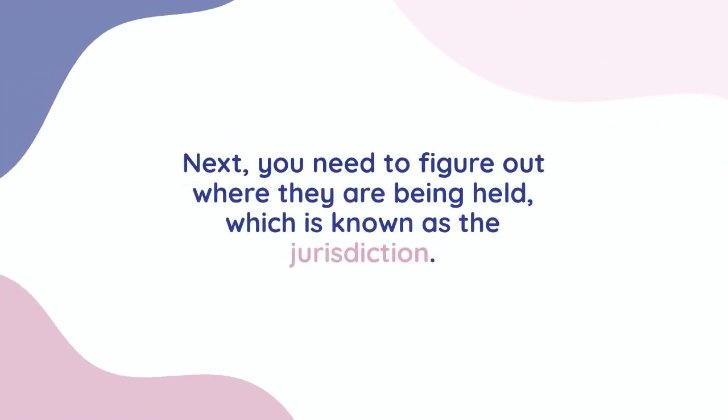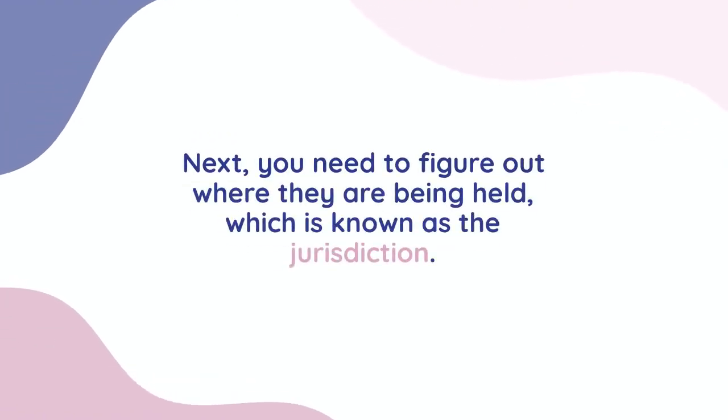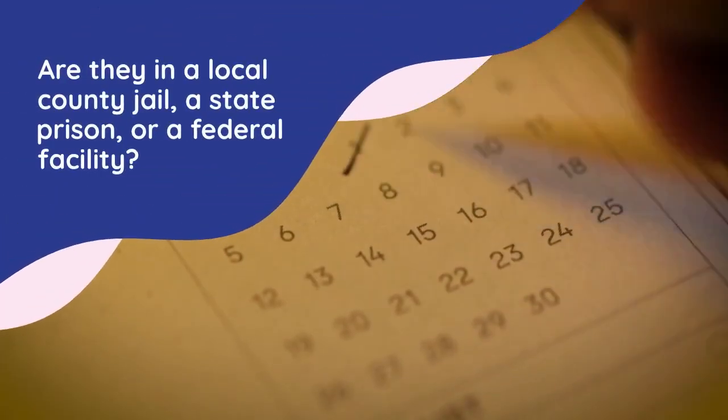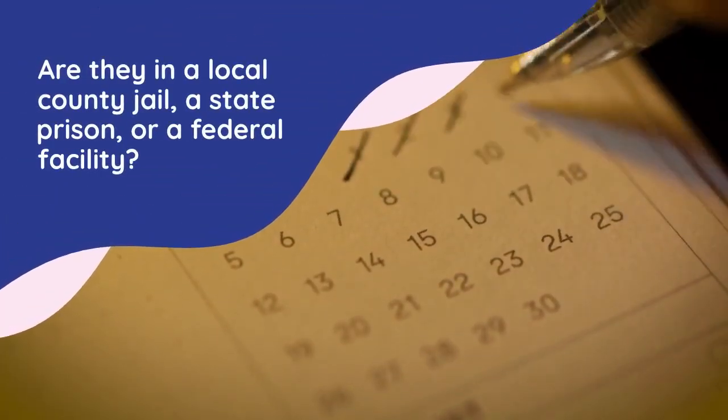Next, you need to figure out where they are being held, which is known as the jurisdiction. Are they in a local county jail, a state prison, or a federal facility? This is the most critical question because it tells you where to look.